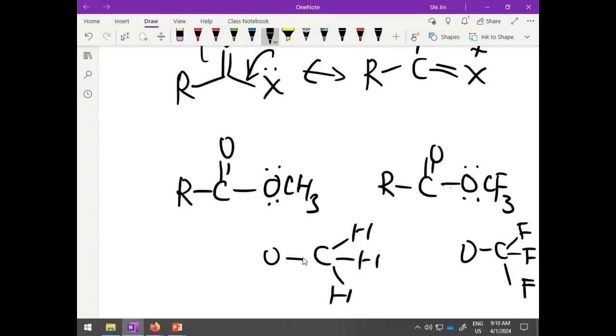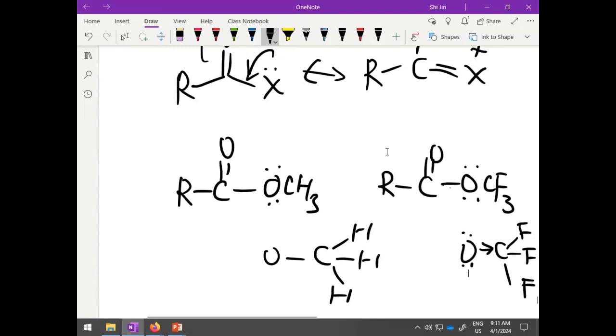is a very powerful electron withdrawing group by inductive effect. So that means the CF3 will pull electron density away from the O. That means the lone pair on the O will be less available to be given to the carbonyl group. Therefore, the carbonyl group of the right side molecule is less stable compared to the left side, because on the left side you don't have such an issue.